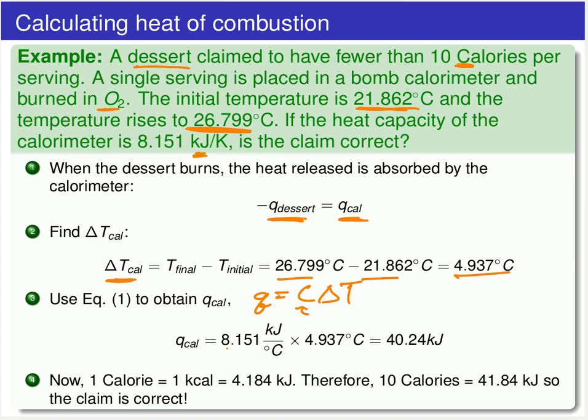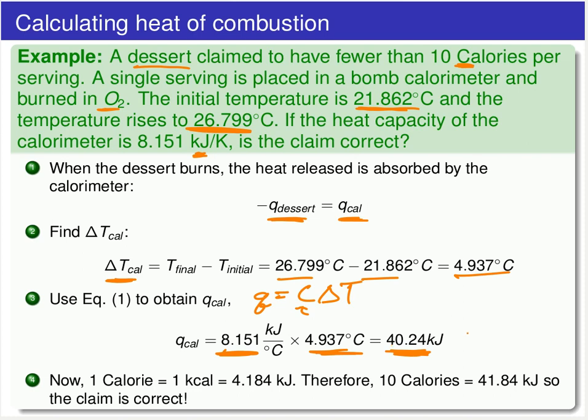We know the heat capacity from this experiment and from the experimental setup here. We know we're given a calorimeter that has 8.151 kilojoules per degree Celsius as a heat capacity. We'll then multiply that by the temperature change, right? And then we will come up with a final answer here. Now, paying close attention to those units, we have units of kilojoules. So 40.24 kilojoules of energy is released.